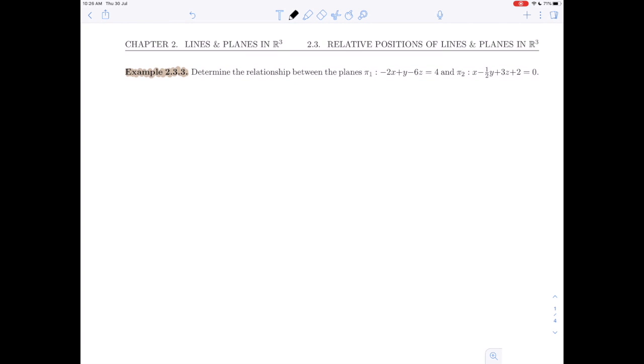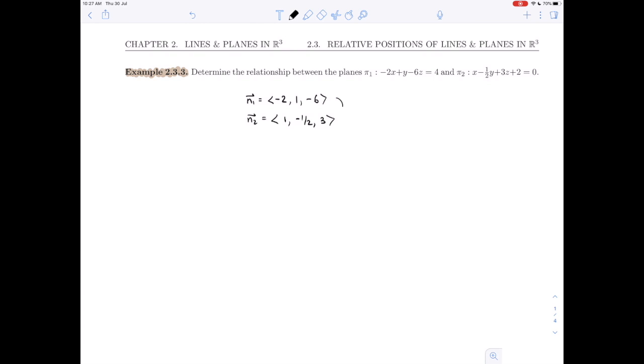Determine the relationship between the planes pi 1: minus 2x plus y minus 6z equals 4, and pi 2: x minus 1/2 y plus 3z plus 2 equals 0. So let's look at the normal vectors. N1, remember we're reading the coefficients of x, y, z, so minus 2, 1, minus 6. And n2 is 1, minus 1/2, 3.